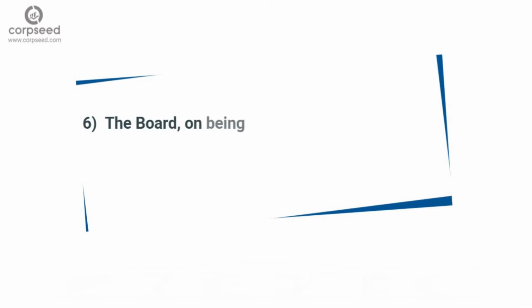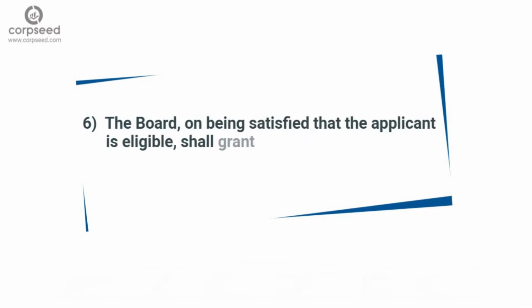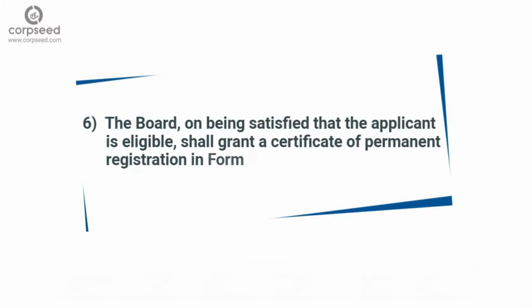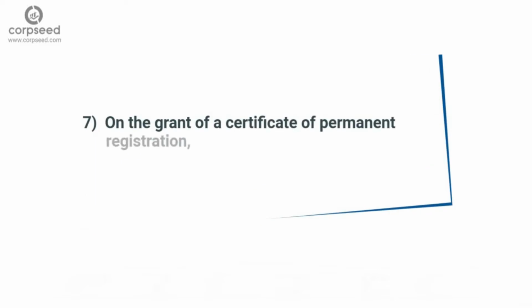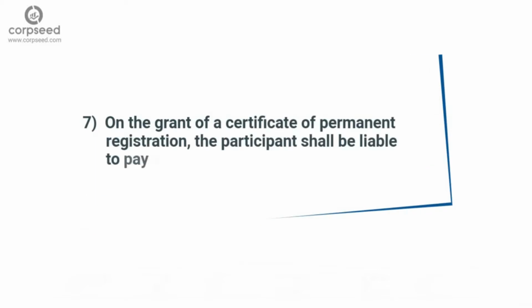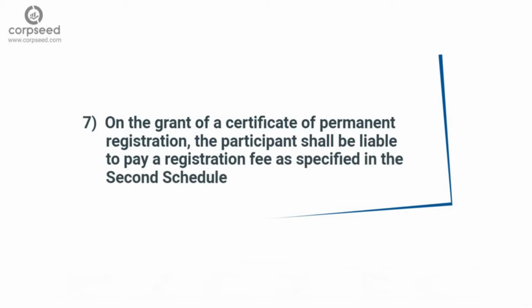The Board, on being satisfied that the applicant is eligible, shall grant a certificate of permanent registration in Form F and shall send intimation to the applicant. On the grant of a certificate of permanent registration, the participant shall be liable to pay registration fee as specified in the second schedule of these regulations, within a period of 15 days of receipt of intimation from the Board.